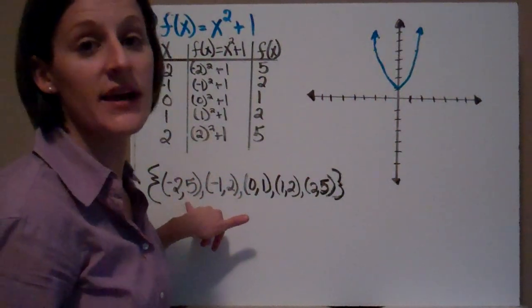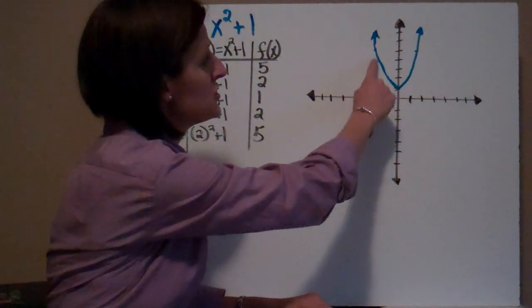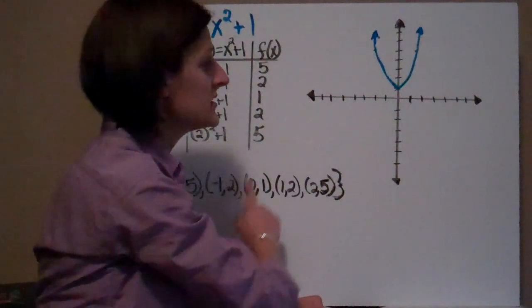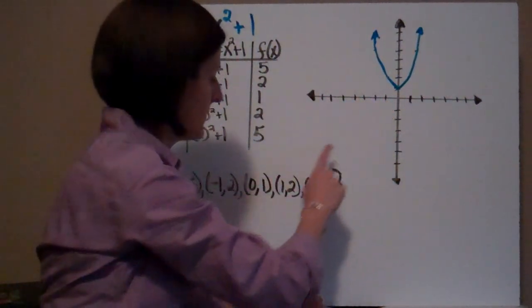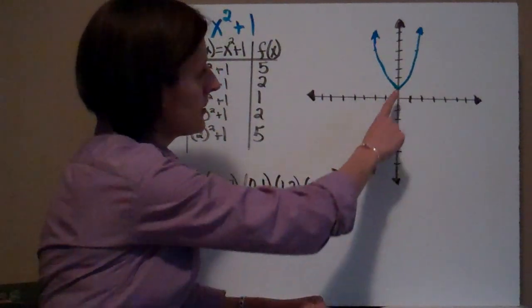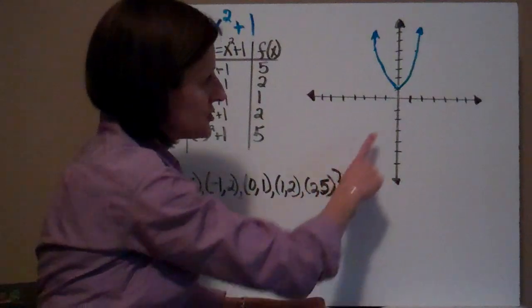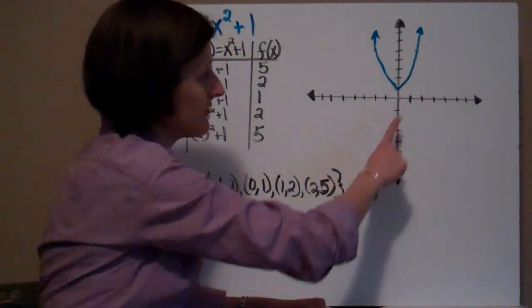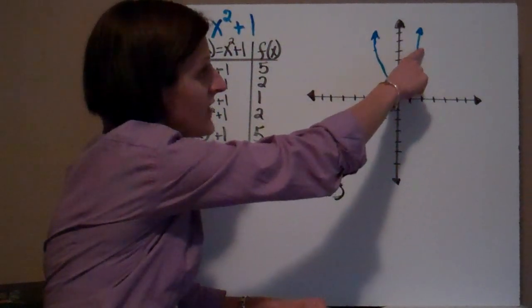Okay, the first one, -2, 5. Go over to -2 and up 5. 1, 2, 3, 4, 5 right there. Then -1, 2. Over -1, up 2, there's your point. You got 0, 1, 0's here, up 1, there's your point. And you've got 1, 2, go over to 1, up 2. And you got 2, 5, go over 2, up 5, 1, 2, 3, 4, 5.